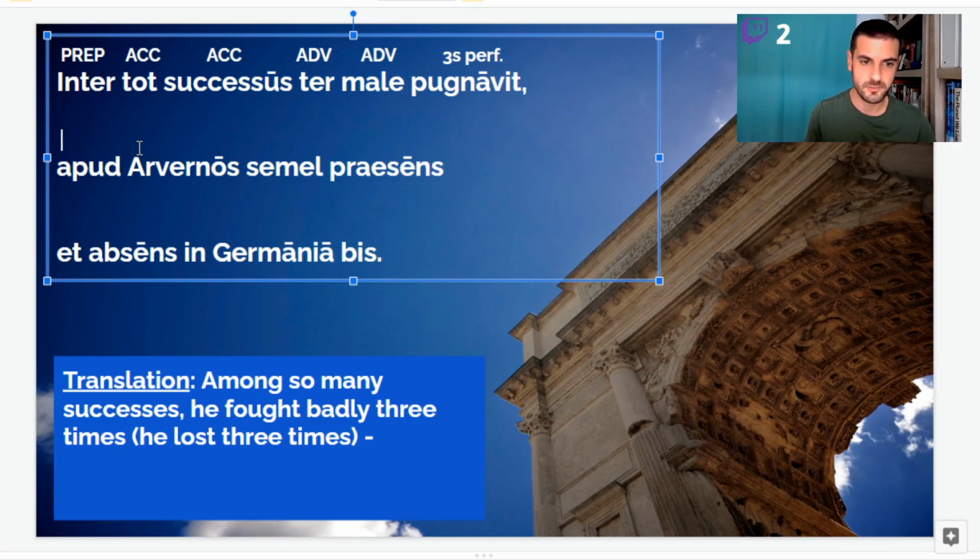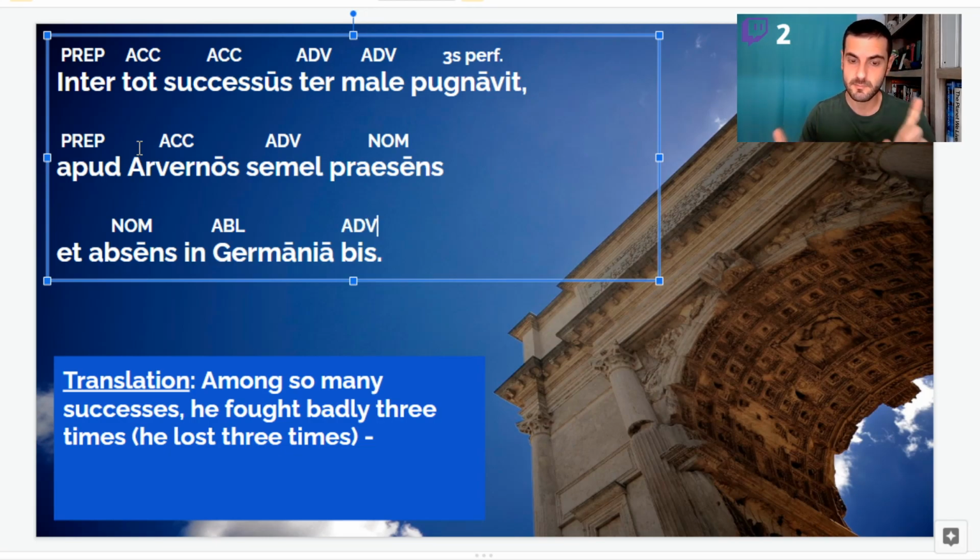Apud Avernos, which is another tribe, the Averni. Semmel praesanes. Et absanes. In Germania. Bis. So semmel means once, bis means twice. So those are our 3 right there. Praesanes means he was there. Absanes means that he wasn't there.